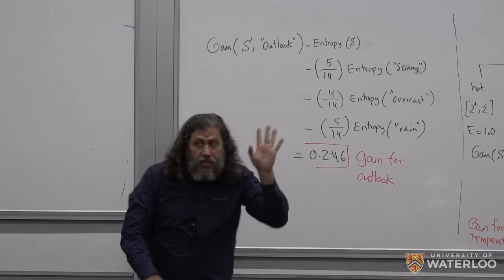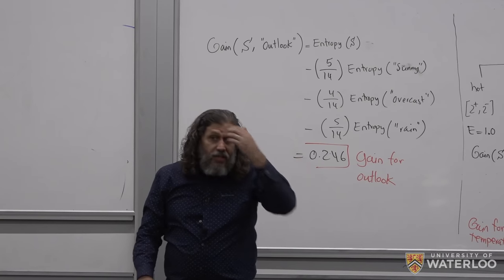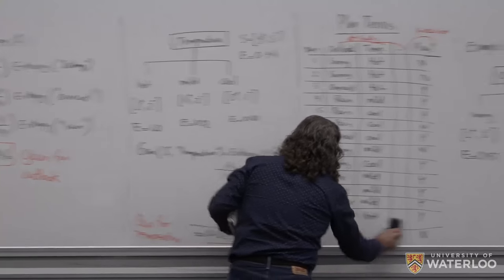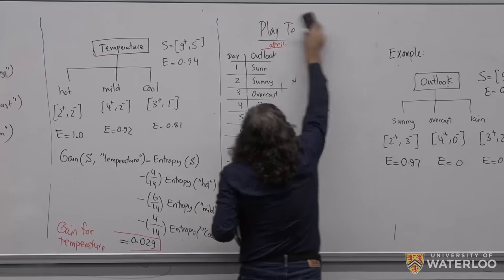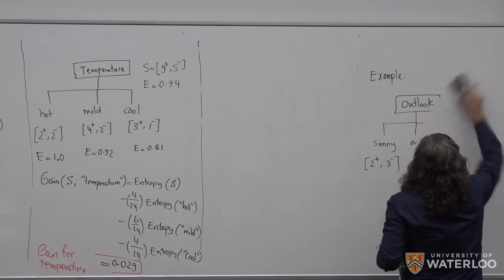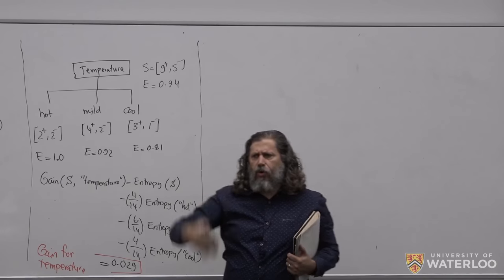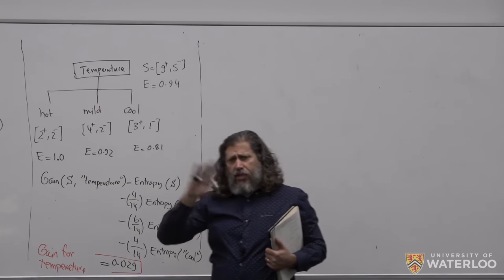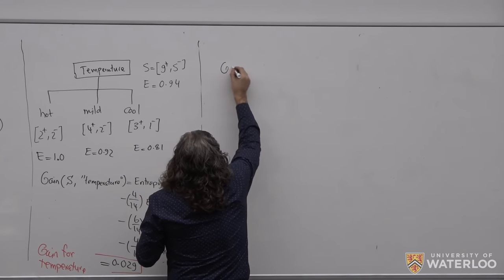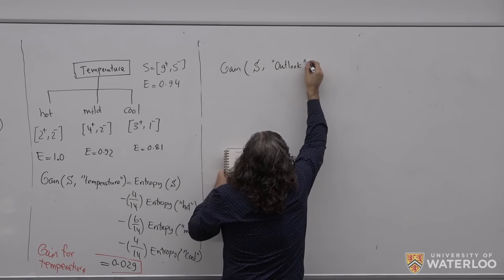So the gain of data set S taking outlook is greater than the gain of the data set S taking temperature. That means start with outlook at the top, assuming there are no other attributes. So outlook, we said it could be sunny, it could be overcast, it could be rain.